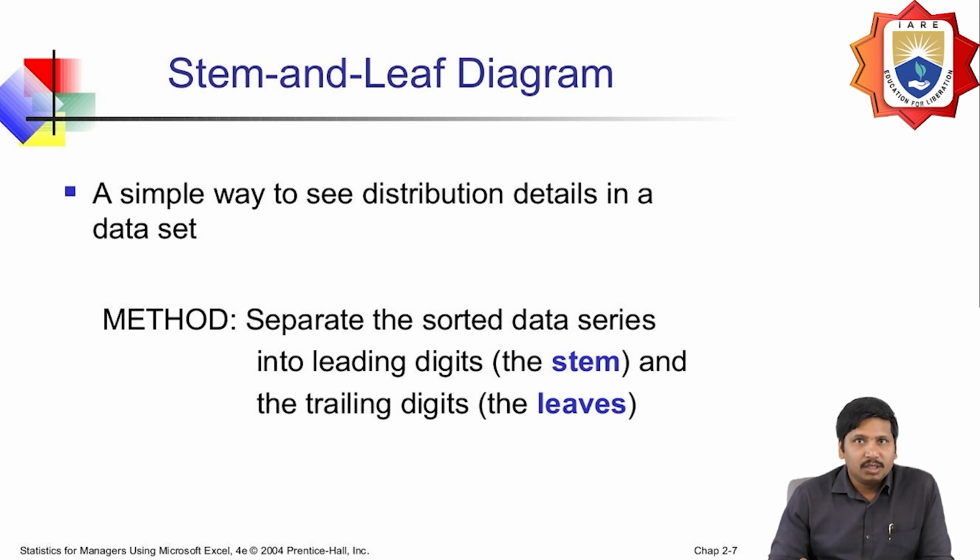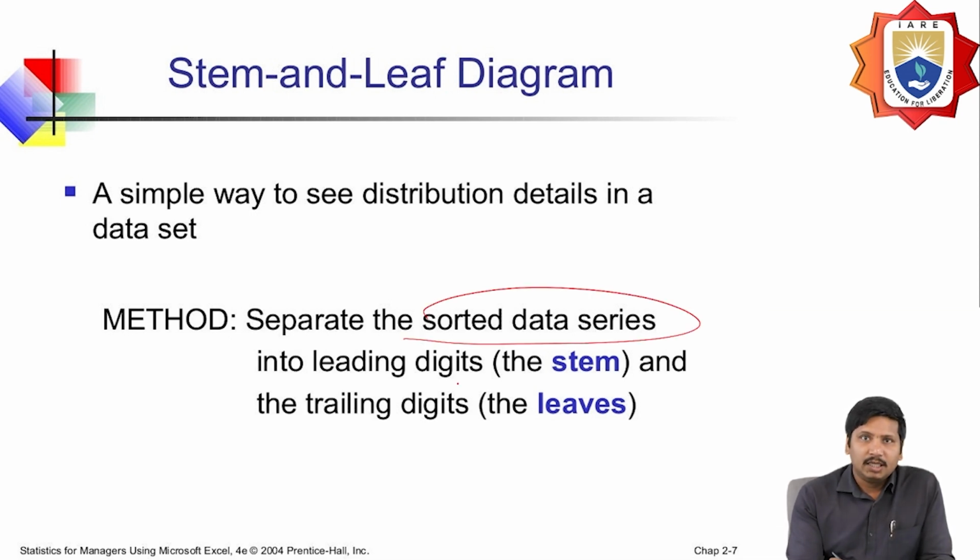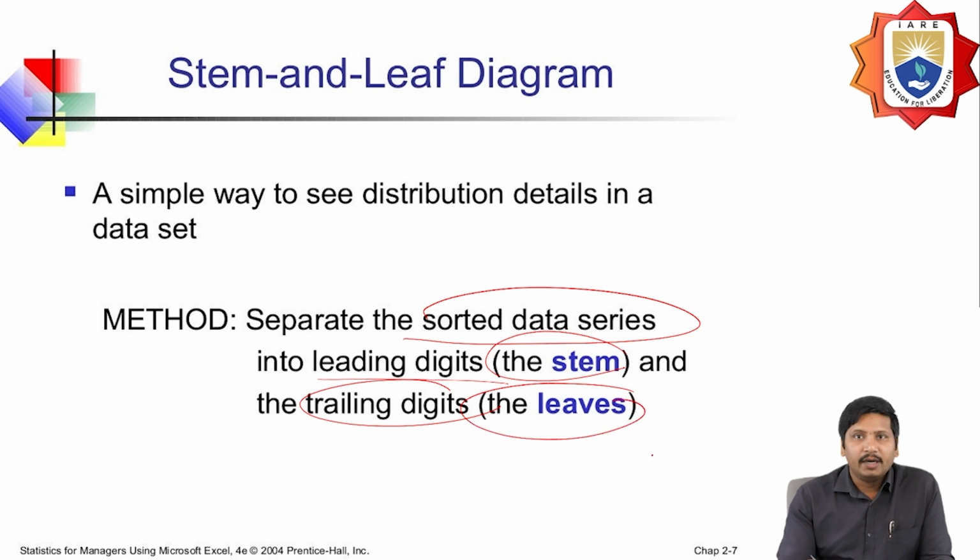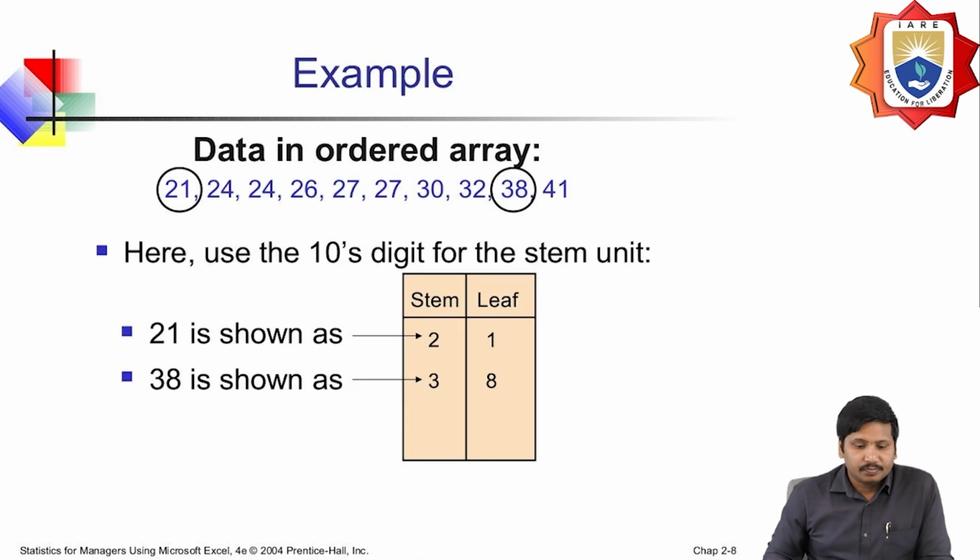It is a simple way to see the distribution of a data set. What we have to do is separate the sorted data series into leading digits, which we call the stem, and trailing digits, which we call the leaves. These are the methods you can apply on sorted data. In the stem and leaf diagram, the leading digits are considered the stem and the trailing digits are considered the leaves.